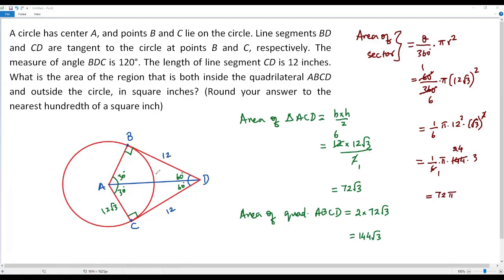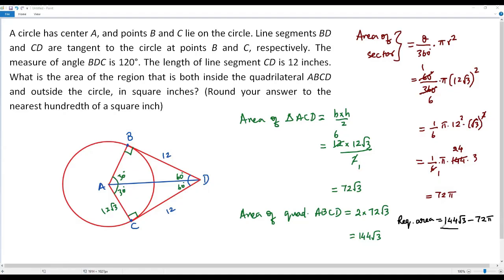As we planned earlier, to get the area of the region which lies inside the quadrilateral and outside the circle, we have to subtract the area of this sector, 72 pi, from the area of the quadrilateral ABCD, that is 144 square root of 3. Now let me write it over here. The required area equals the area of the quadrilateral, 144 times square root of 3, minus the area of the sector, that is 72 pi. We'll be getting this area in square inches because the length of line segment CD is 12 inches. So all the areas that we get over here will be in square inches.